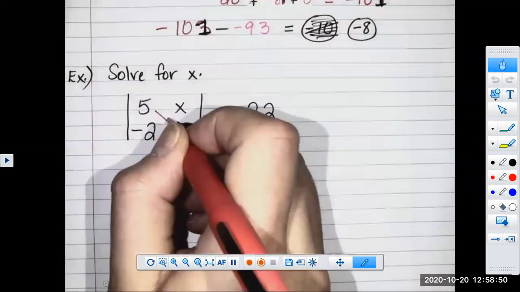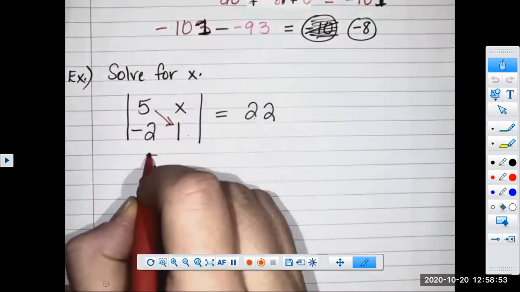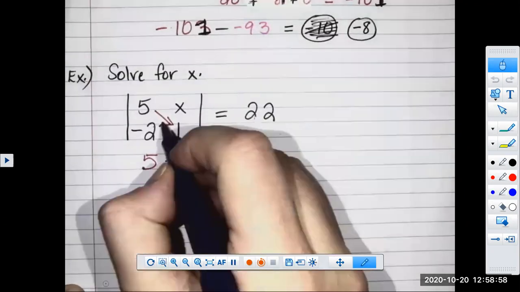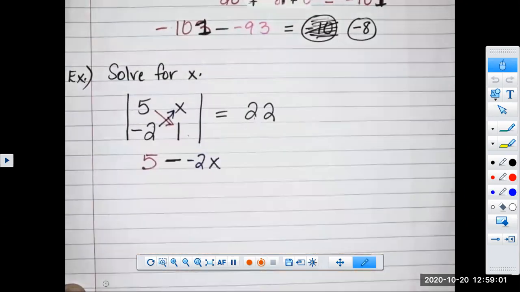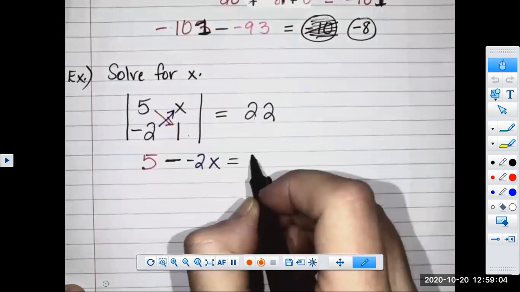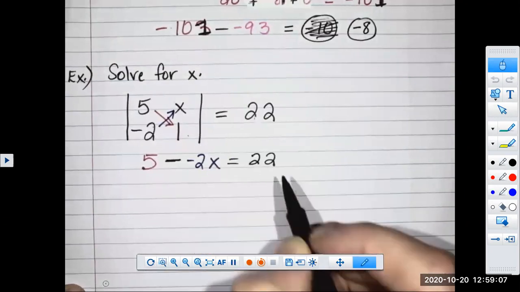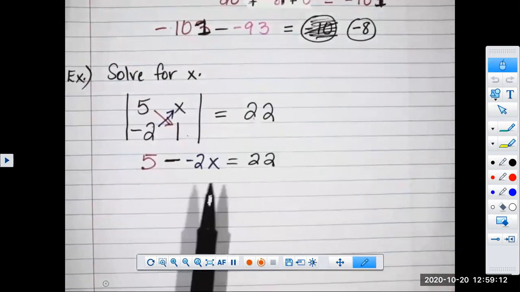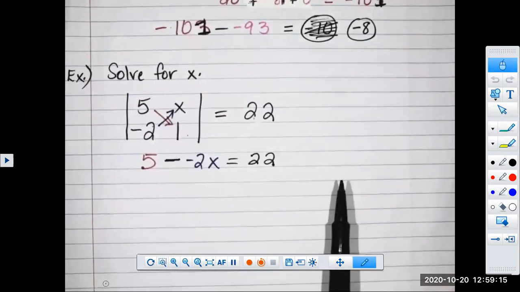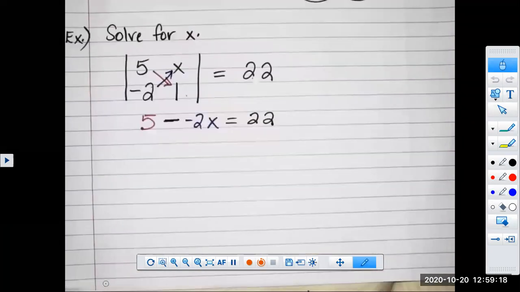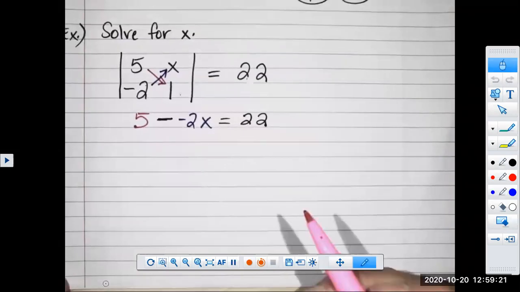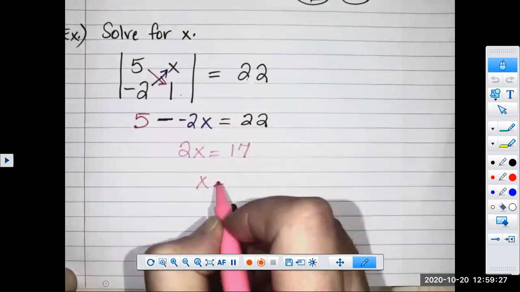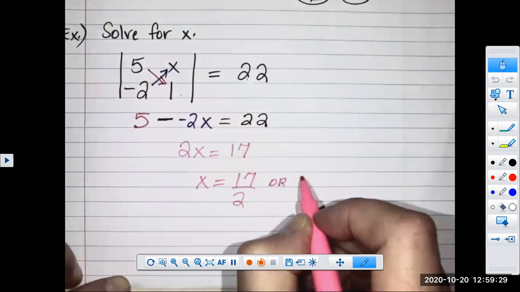Good. We multiplied across, so I got 5, and then minus. Good. Minus -2x, and that is equal to what? Good, 22. They told you that the determinant value is 22. So when you use the determinant process, set it equal to 22. Then just go through and solve. What are your 2 steps to solve for X? Good. Subtract 5 and then divide by 2. So you get 17/2 or 8.5.